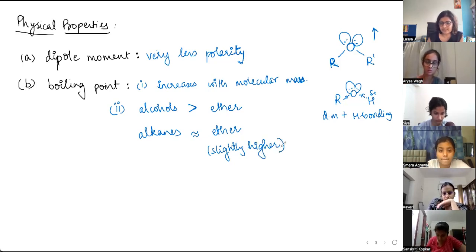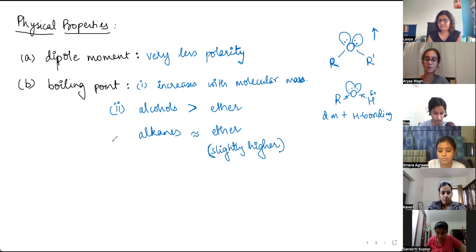And whatever difference is there, one possibility is that there's oxygen, which is different from carbon and hydrogen, so there will be a little mass difference. And secondly, there is very little polarity, but definitely there compared to alkanes. Alkanes have zero polarity.